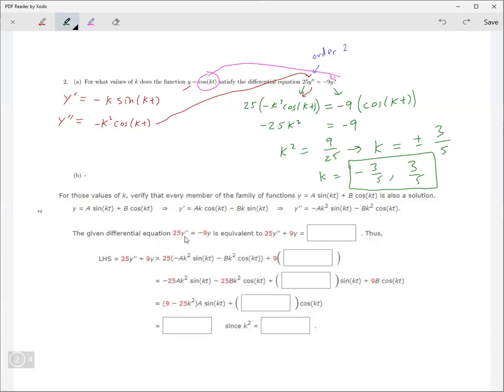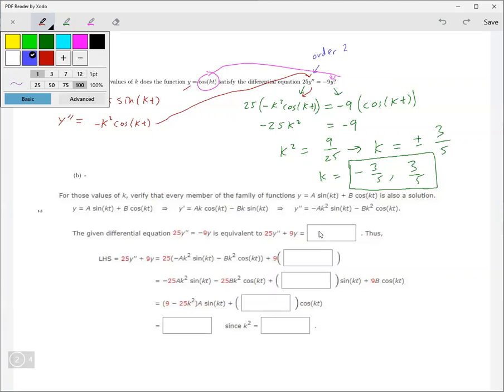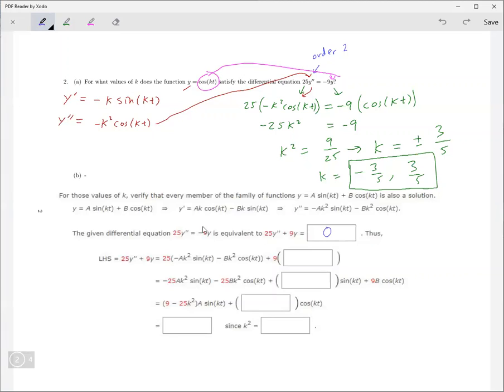Okay, so the given differential equation is equivalent to 25 y double prime plus 9y equals 0. So just taking this to the other side of the equation, and then you get a 0 over here. So the left-hand side is 25 y double prime plus 9y. Here is y double prime, which is right here, and then here plus 9y. So you just need to put the y in.